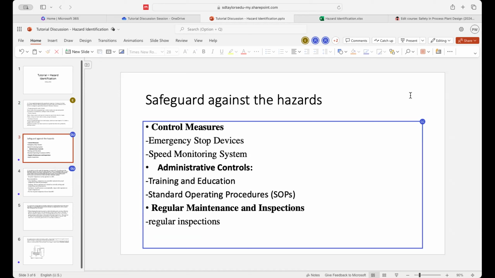Next is administrative controls. Training and education should be provided to all employees on the safe operation, maintenance, and programming of robots. This includes recognizing hazards and understanding emergency procedures. Next are the standard operating procedures, the SOPs, developing and enforcing SOPs for working with and around robots, and ensuring that the procedures are regularly reviewed and updated. Next is regular maintenance and inspections, for instance routine checks, conducting regular inspections and maintenance of robotic systems to identify and rectify potential hazards. That's all for my part.